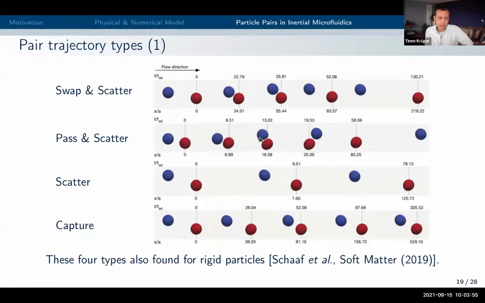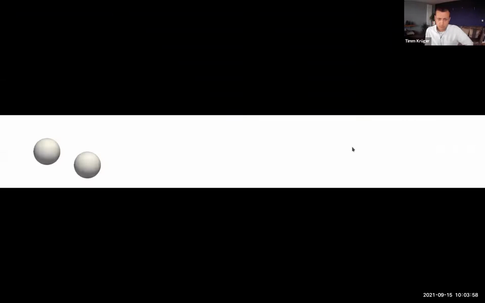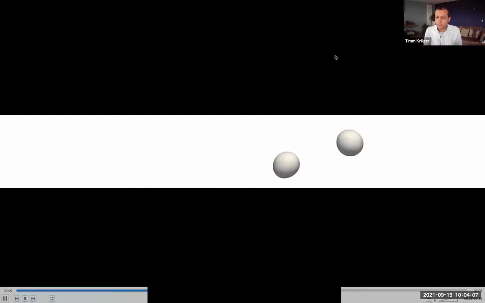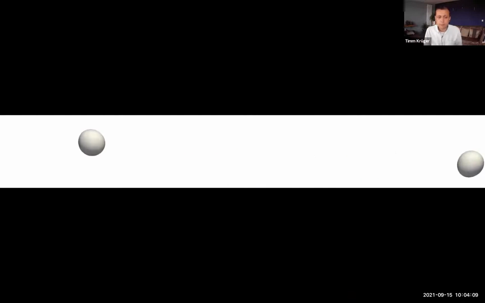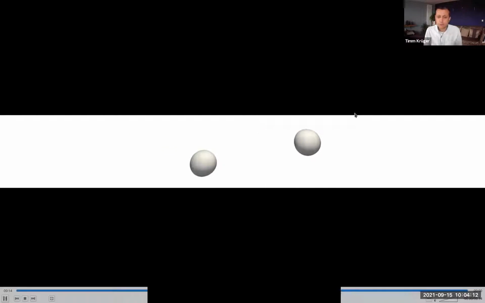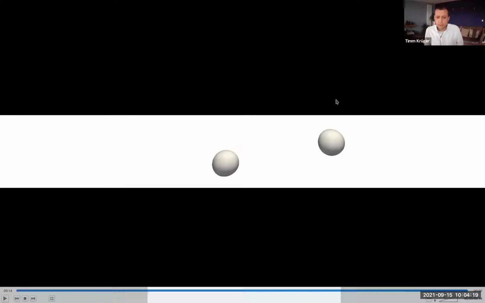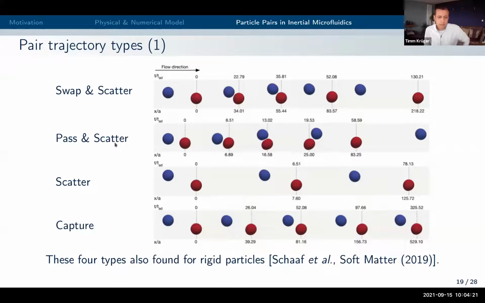Then we have pass and scatter, and I have a video here. So what's happening, the lagging particle overtakes the leading particle, and it cannot be bothered staying in the pair and just moves on, and that's it. So we have no pair forming, and we have a scatter event. Of course, you could say if there are more particles downstream, then there's another opportunity for a pair to form, but we have looked only at 2 particles here. Then scatter event is very boring. It just means the lagging particle never really catches up and the leading particle is moving away.